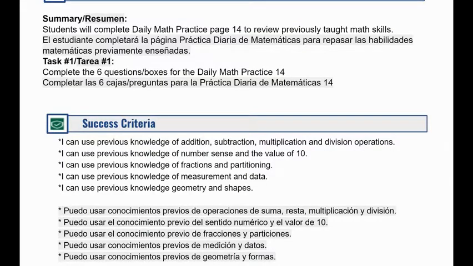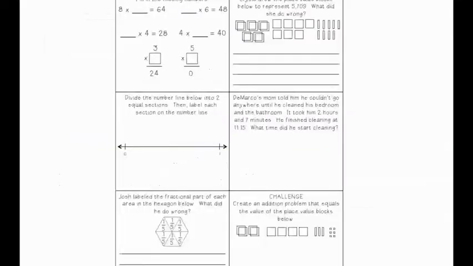For task 1, students are expected to complete the daily math practice page 14 to review previously taught math skills. To be successful with this task, students will use their previous knowledge of addition, subtraction, multiplication, division operations, number sense, the value of 10, fractions, partitioning, measurement, data, geometry, and shapes. Students are expected to complete all 6 boxes of previously taught math skills.